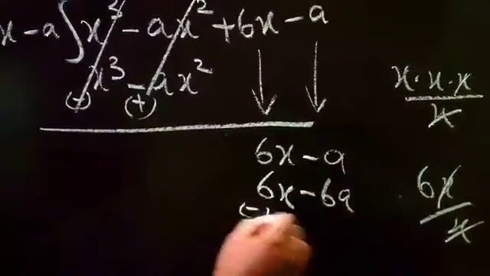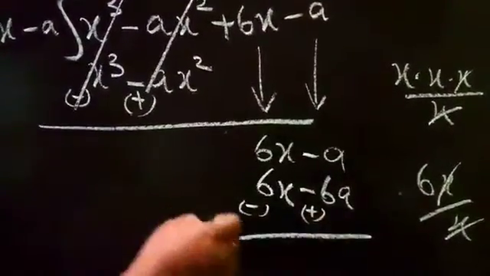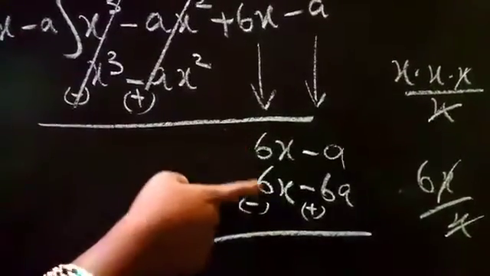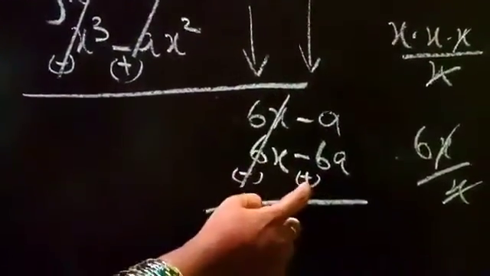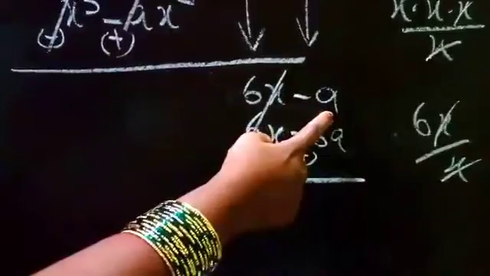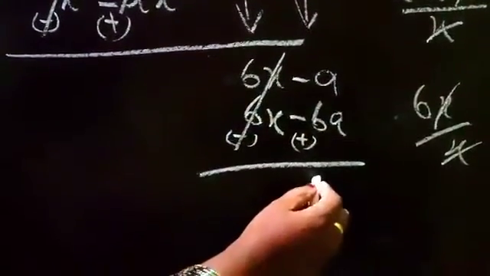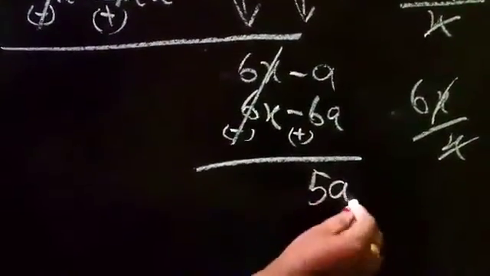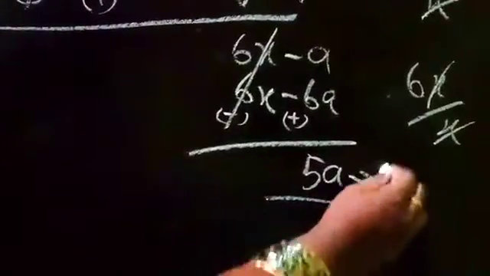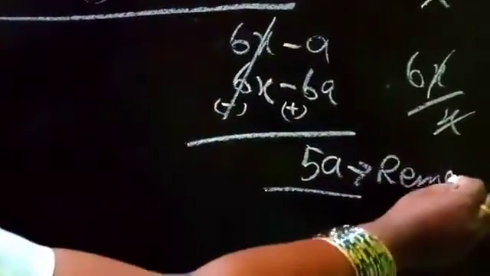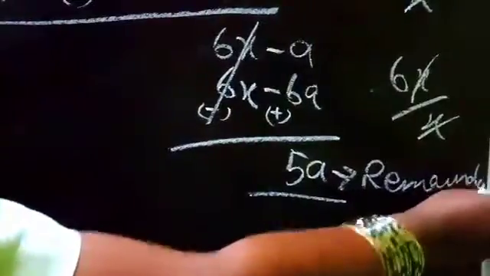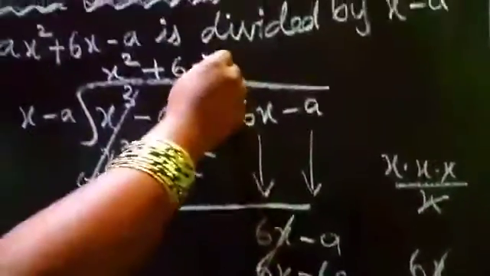Now we have to change the sign in this place. So 6x, plus and minus will get cancelled. Plus 6a minus a, that is plus 5a will be there. This is called the remainder. This is the quotient.